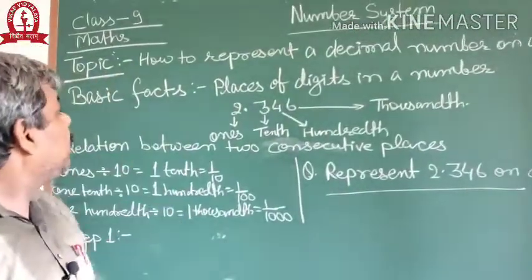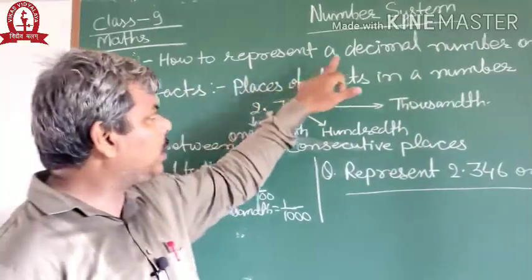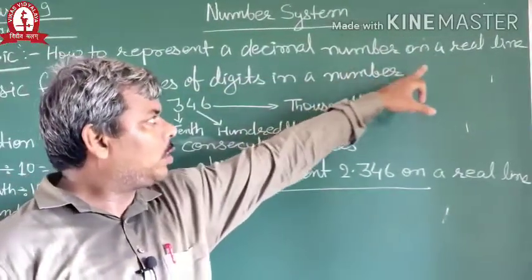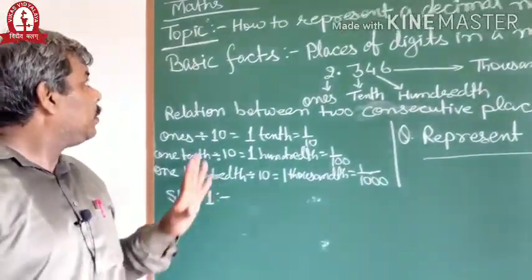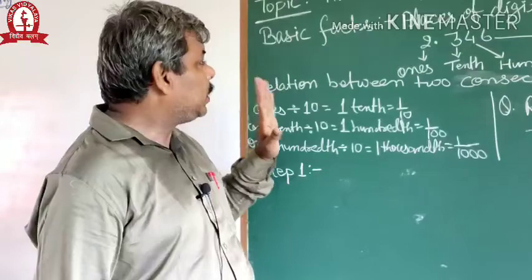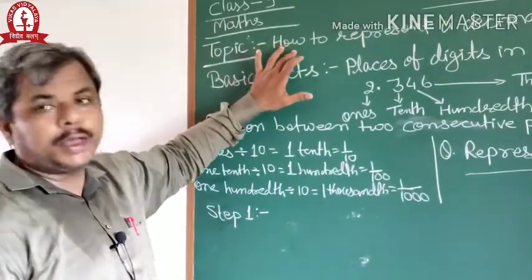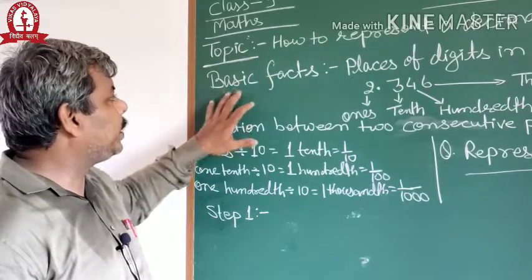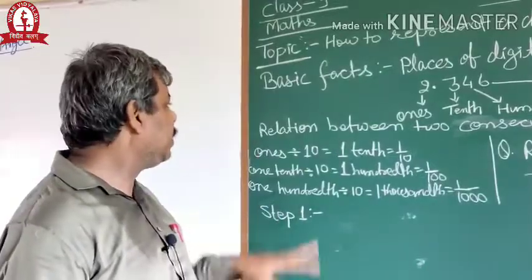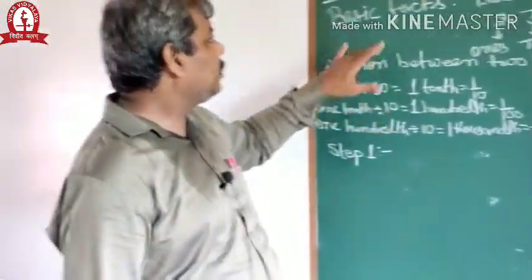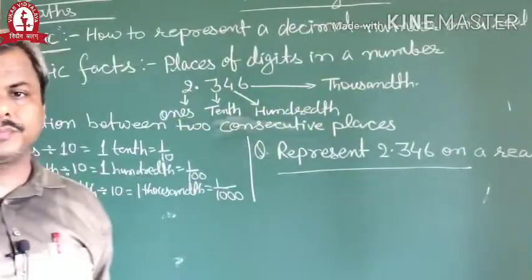Today we will discuss the topic how to represent a decimal number on a real line. Before discussing this topic, we have to recall some basic facts about a decimal number. The basic facts are: first, places of digit in a number.